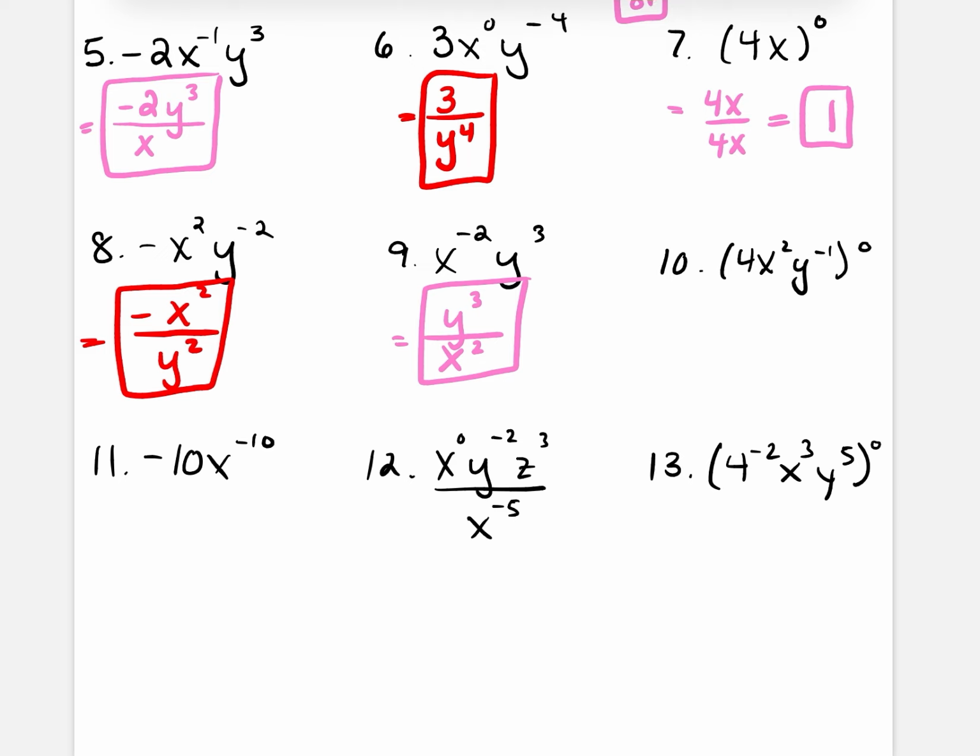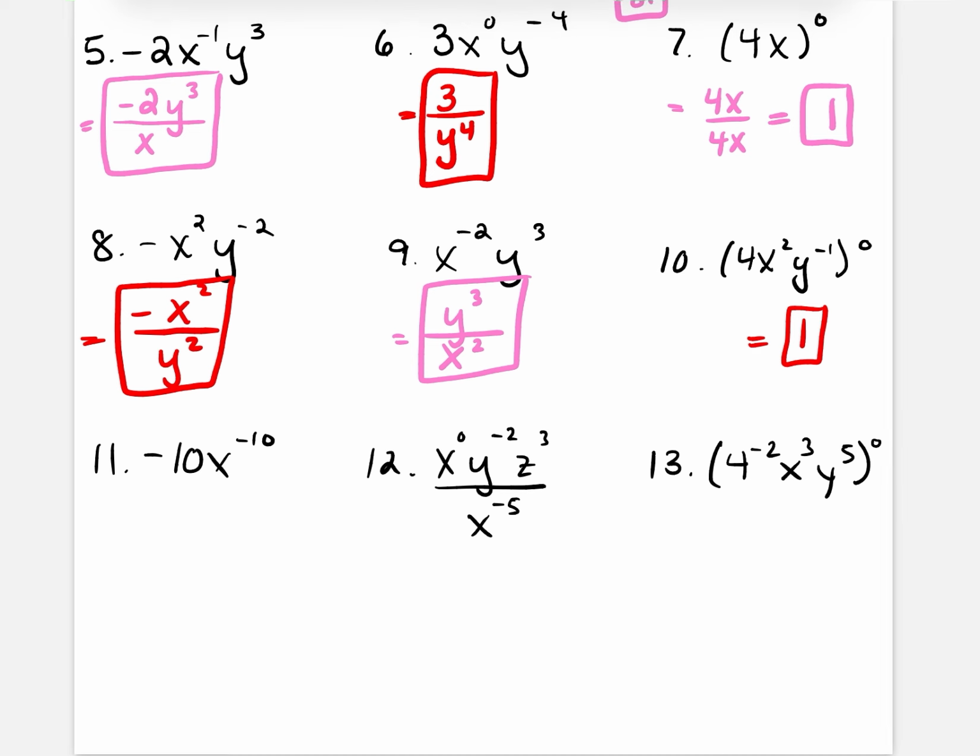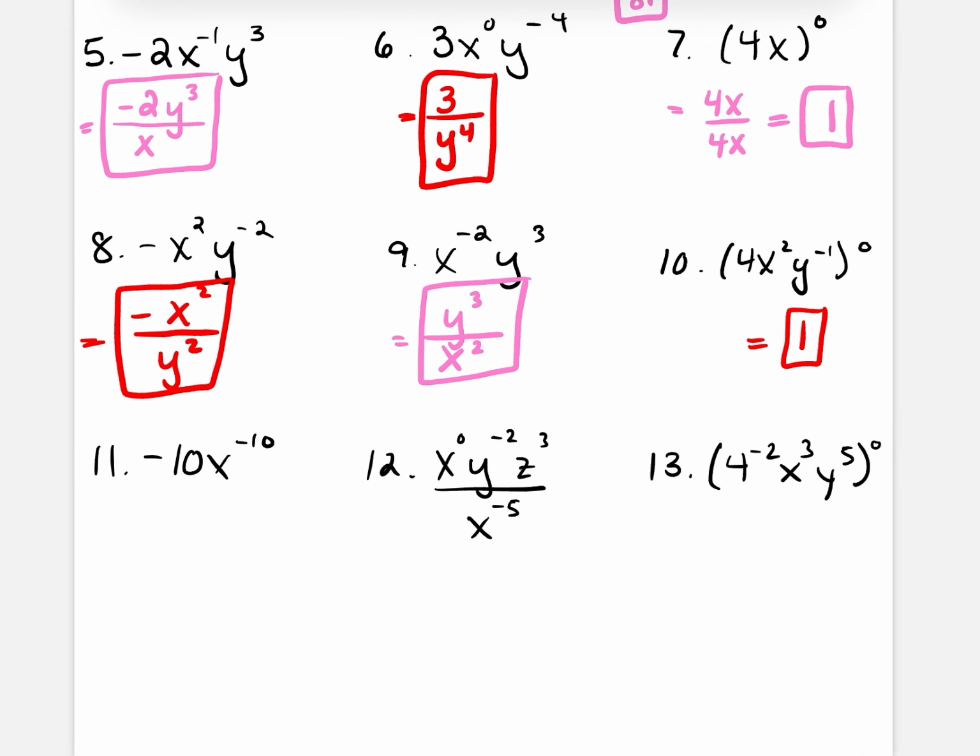Number 10, we have a bunch of stuff in parentheses, and it's all being raised to the 0 power, so this is just equal to 1. Number 11, we have negative 10. Got an integer. That'll stay in the numerator. X is being taken to the negative 10th power. So in order to simplify that, I want a positive exponent, so I'm going to put x in the denominator.